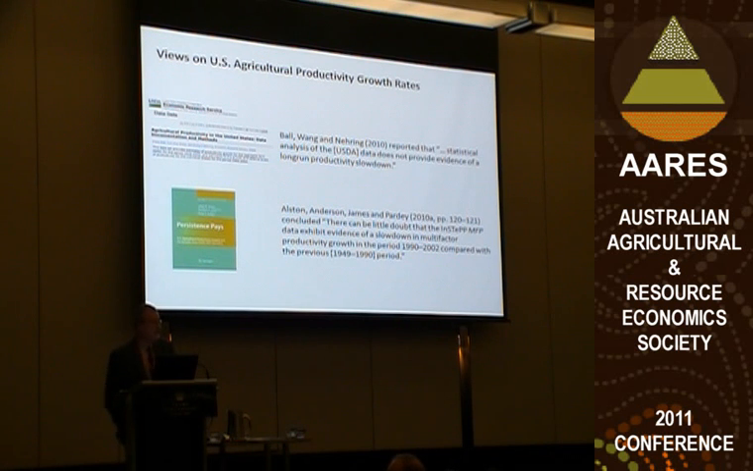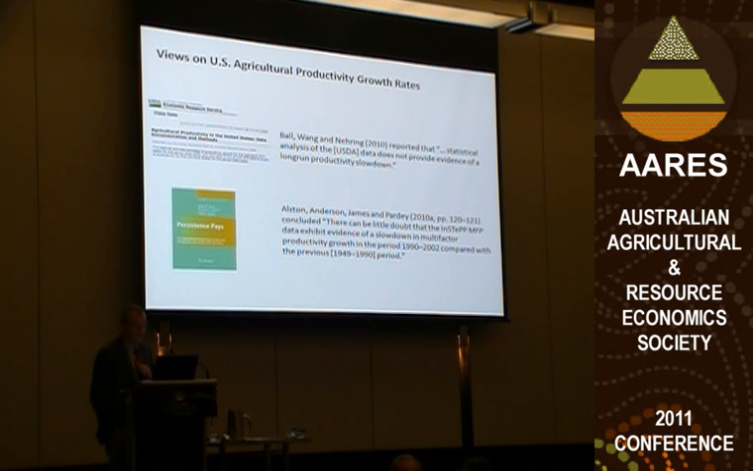But good people beg to differ on just the simple views about whether we think multi-factor productivity growth is slowing in the US, where we think we've actually got comparably good data across the world. So our colleagues at USDA are pretty clear. They state that statistical analysis of their data does not provide evidence of a long-run productivity slowdown.